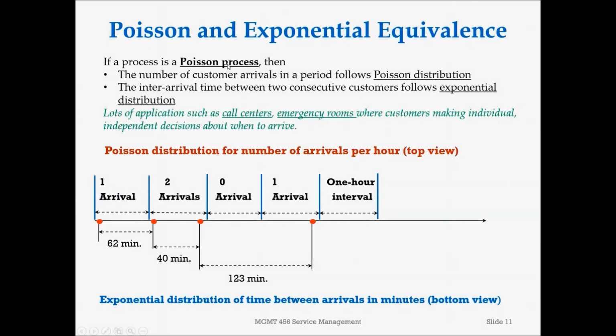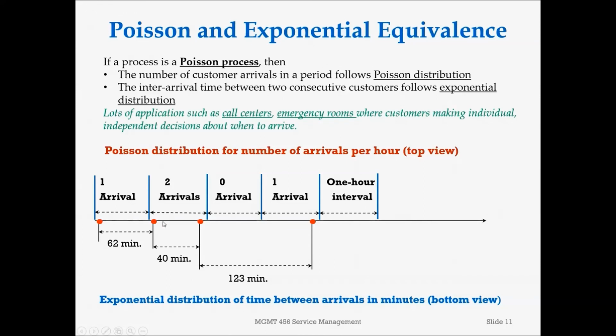Poisson process has a lot of applications in the service industry. For example, call centers and ER rooms, where customers are making individual independent decisions about when to arrive. So this is called a Poisson process. If you look at this graph, it gives you a better idea. What's the relationship between the Poisson distribution and the exponential distribution? Both distributions are used to model the same process, which is a Poisson process, but we're looking at it from a different perspective.